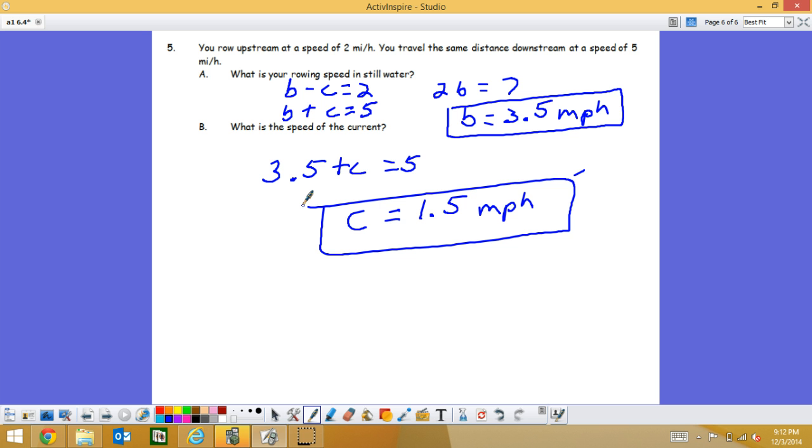Okay, so that's setting these up. And again, the way you learn how to do these is just to practice them. So in class tomorrow, you're going to get a worksheet with a bunch of these word problems on them.